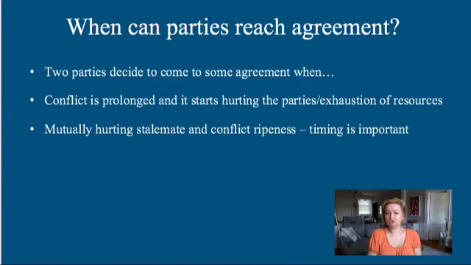When can parties reach agreement? So parties can attempt to resolve their conflict only when they are ready to do so. For example, when alternative, usually unilateral means of achieving a satisfactory result are blocked, and the parties feel that they are in an uncomfortable and even costly situation.